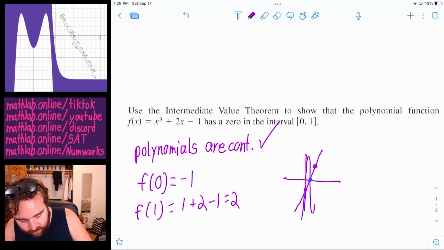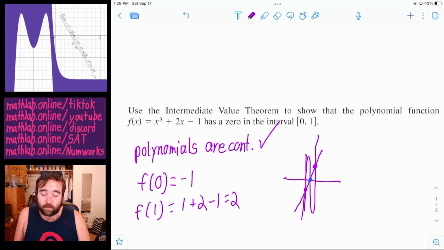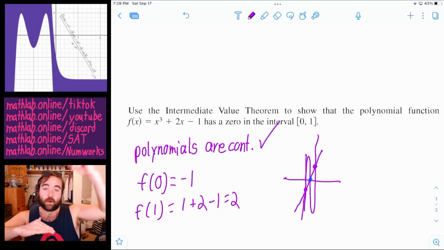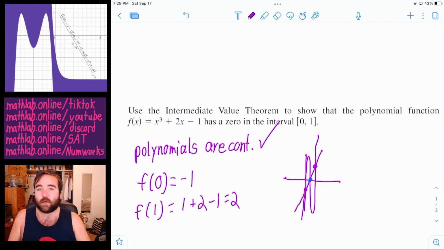The function maybe looks like something like this. So there might even be more than 1 zero. But we know that there's at least 1, because it has to go from -1 to 2. So if it's going from -1 to 2, at some point, it's got to cross 0. That's all the intermediate value theorem is telling us.